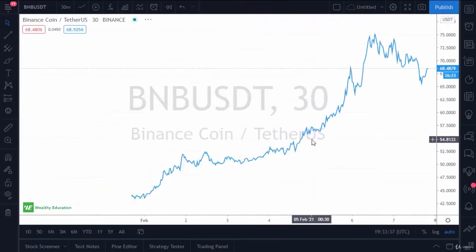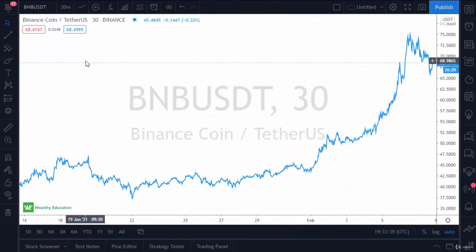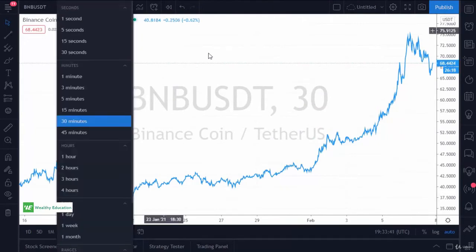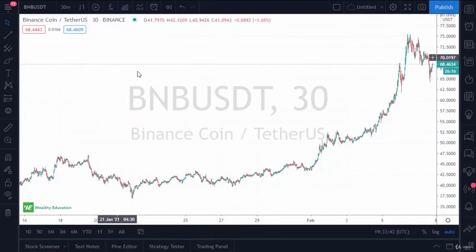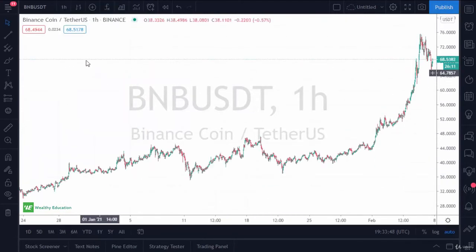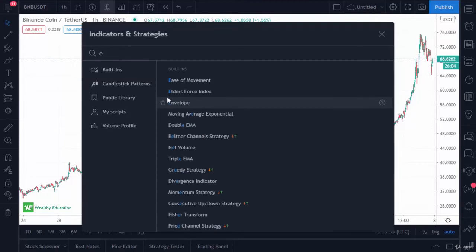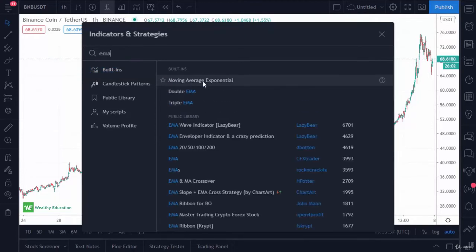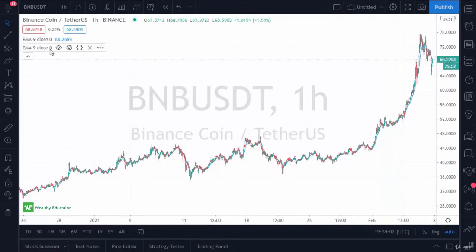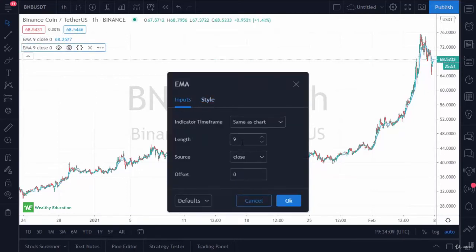Binance coin. So I'll go ahead and change this to bars again, just for simplicity. We'll go to the 1 hour. Now let's go back into, you can also type in EMA if you want moving average exponential. It's the first thing it pulls up. And this is the 9. And again, let's go back to the 20.